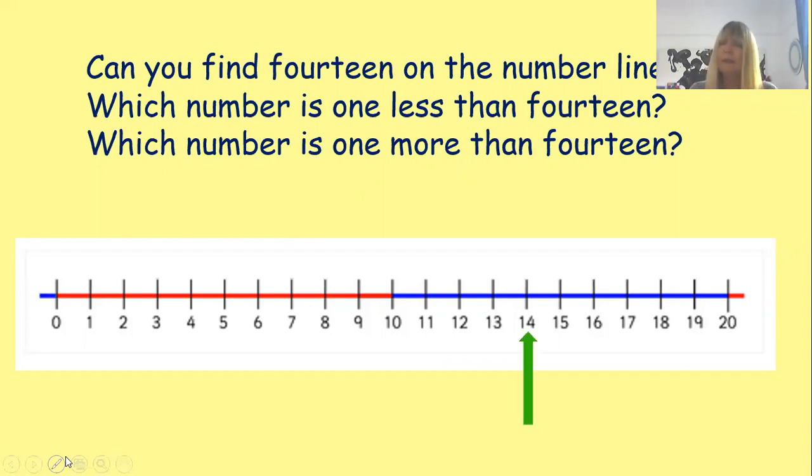There's 14. Where would 1 less than 14 be on the number line? And what would it be? What number is 1 less than 14? You're right, I hope. 13. It's the one before 14 on the number line.